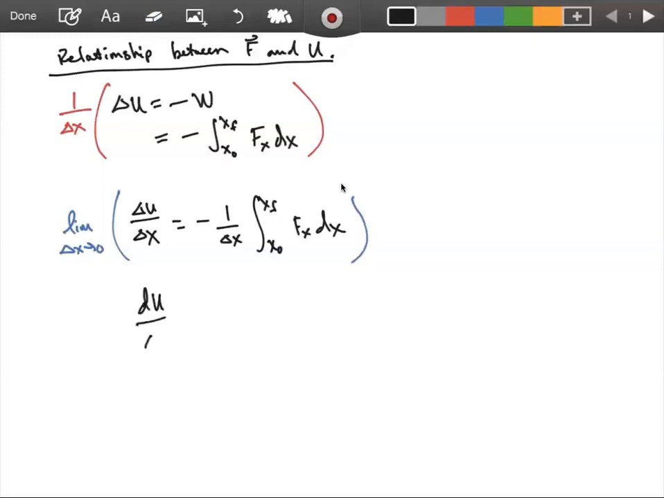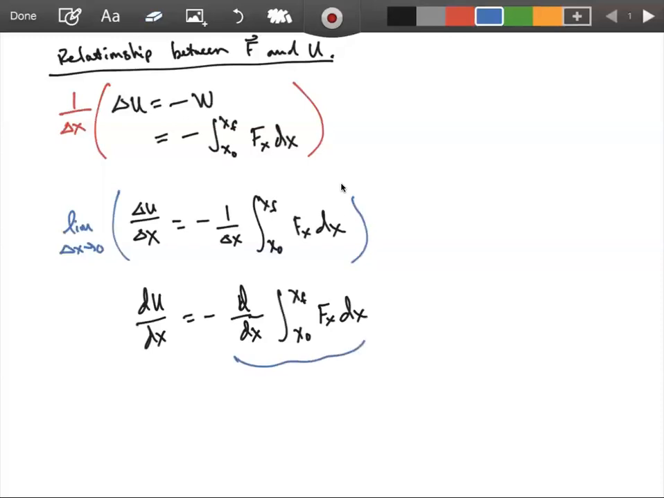This then is going to be the derivative of U with respect to x, which is equal to minus 1 times the derivative with respect to x of the integral from x initial to x final of the x component of the force integrated over the displacement. Now, for the right-hand side here, what we know is that if I integrate over x and then take the derivative with respect to x, all that does is cancel out the integral. So the derivative is going to cancel out my integral, which means that this is going to be simply equal to the negative of the x component of the force.